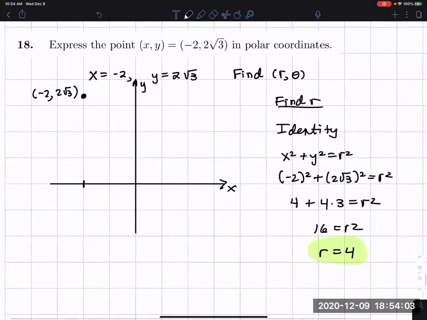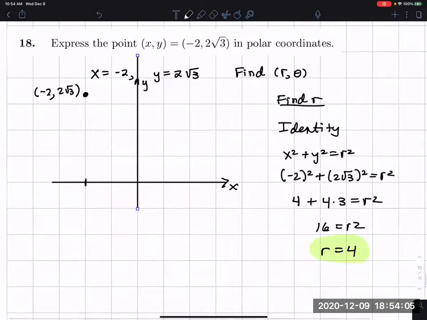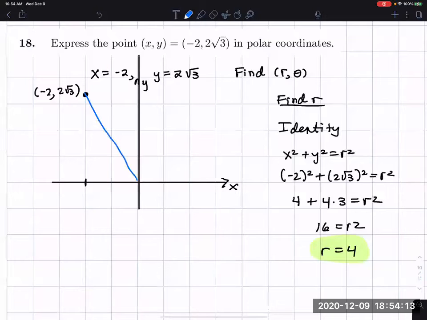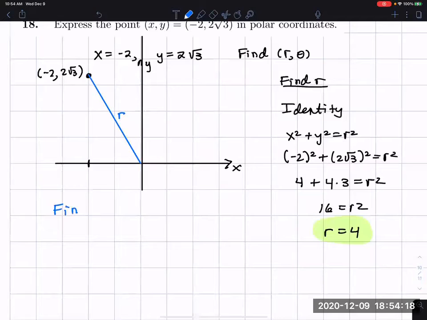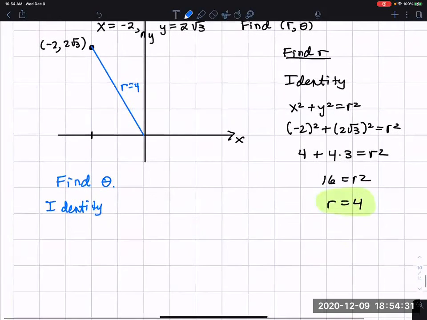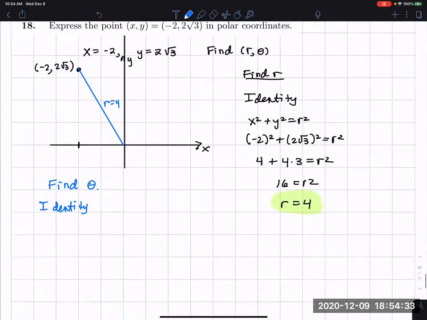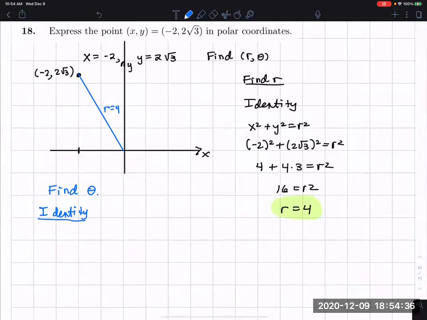Now I'll find theta. For some of you, this might be enough to sort of figure out what's going on already. So r is apparently equal to 4, and we're going to find theta. We have 3 different identities I can use, but you'll end up with an inverse problem of either sine, cosine, or tangent inverse. Okay, I'm going to use that.